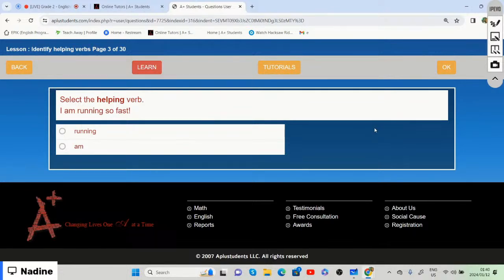We need to select the helping verb. It says, I am running so fast. We need to select the helping verb within the sentence. Is it running? Is running the helping verb? Or is am the helping verb?